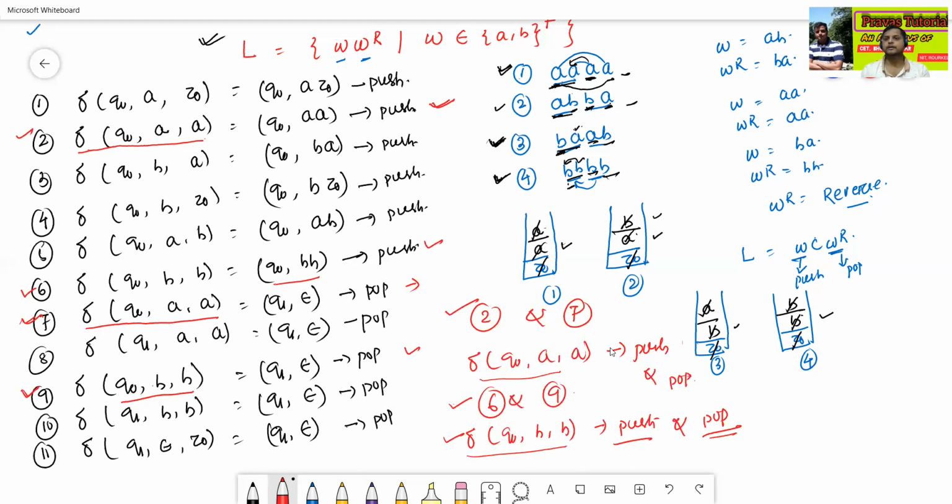So that means the PDA will be confused. In this case, the PDA will be confused when the transition looks like delta Q0AA. When the PDA reads A and the top of the stack is A, the PDA is confused: either it will continue with the push operation or with the pop operation. So this is called non-deterministic push down automata, NPDA.